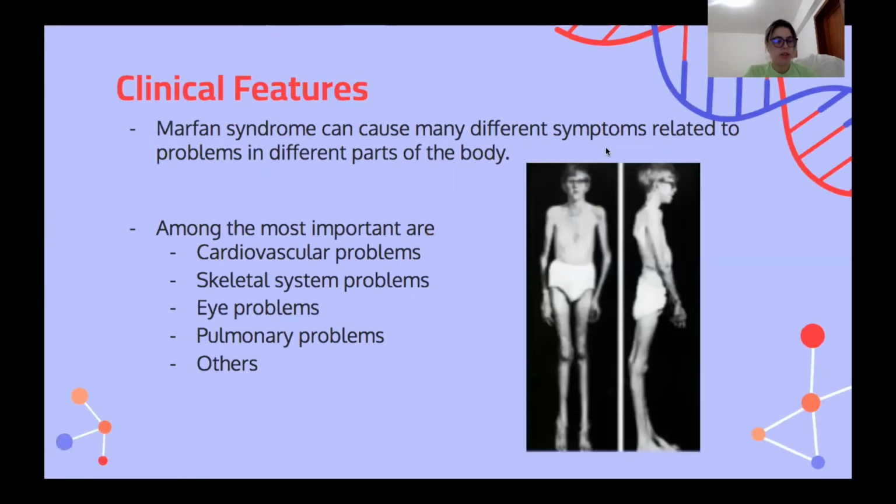The clinical features of Marfan syndrome cause many different symptoms related to different parts of the body. This can include cardiovascular problems as well as skeletal problems, eye problems, pulmonary problems, and other problems. And we're going to go one by one now to really point out the specific features in each of these areas.